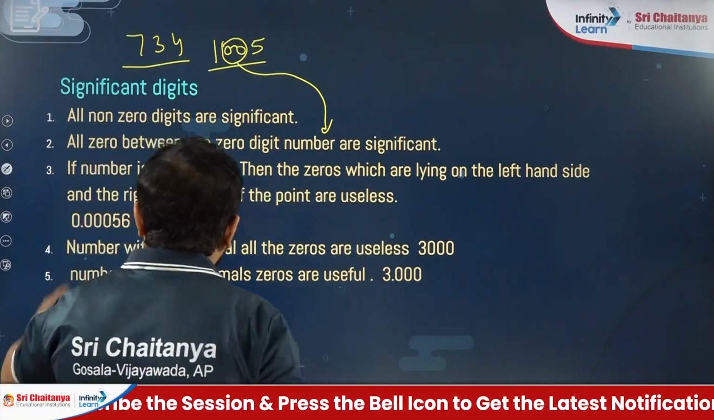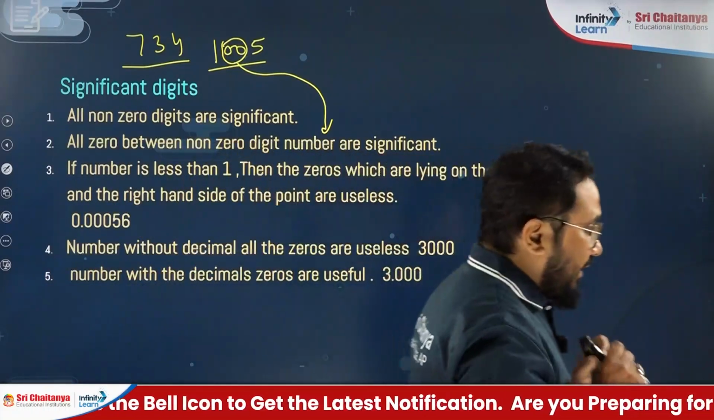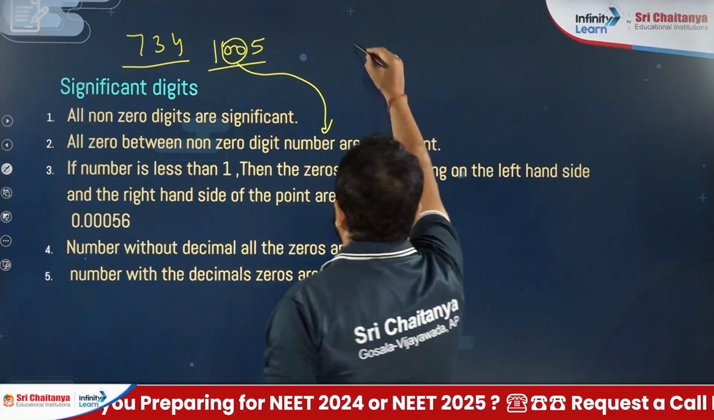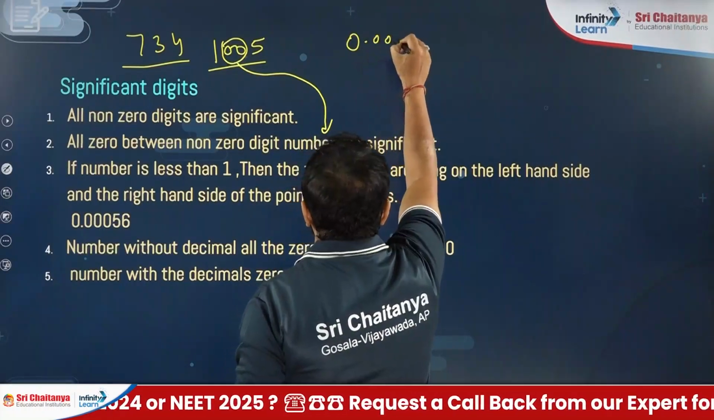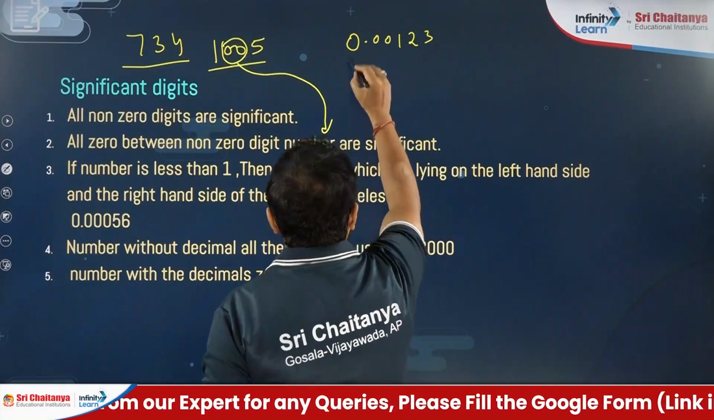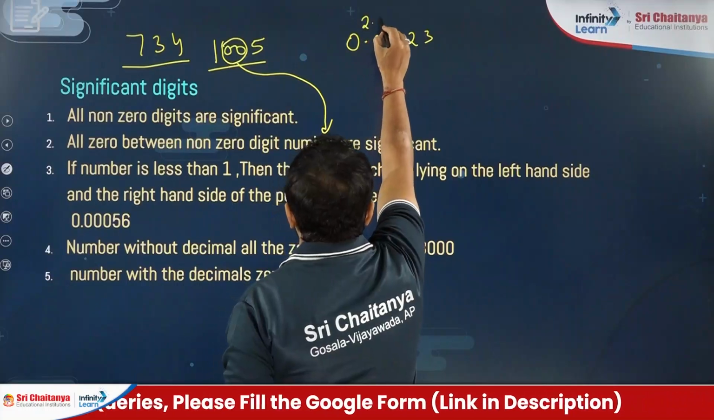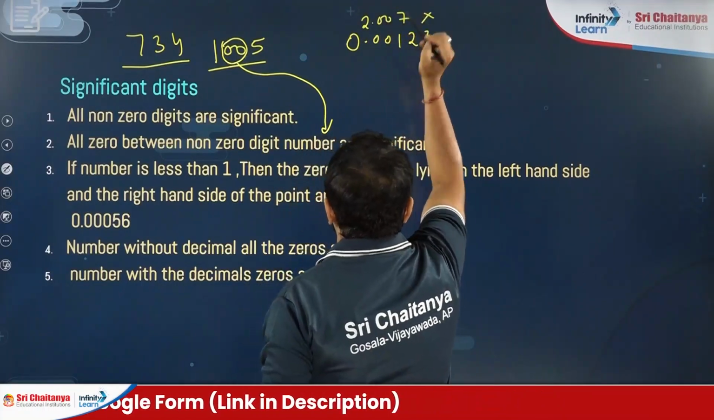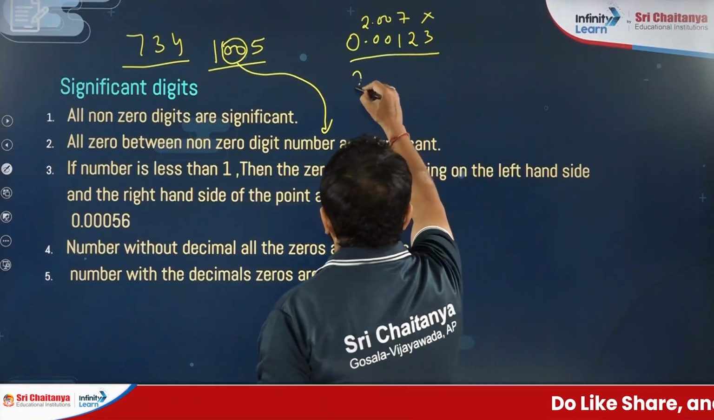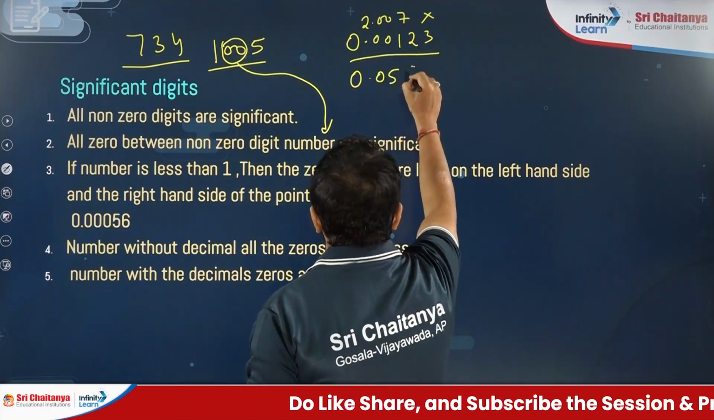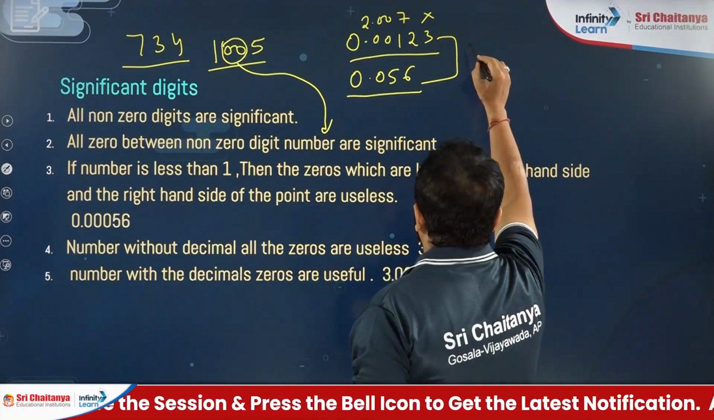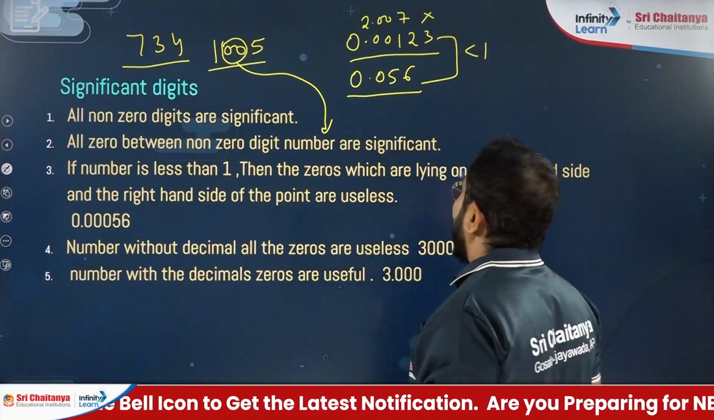If number is less than 1, now listen very carefully and understand it. Don't get confused. If I write any number like this, 0.00123, okay. If I am writing like this, 2.007, that is something else. This number is not less than 1. But this number is less than 1. 0.056. These numbers are less than 1. Yes or no?